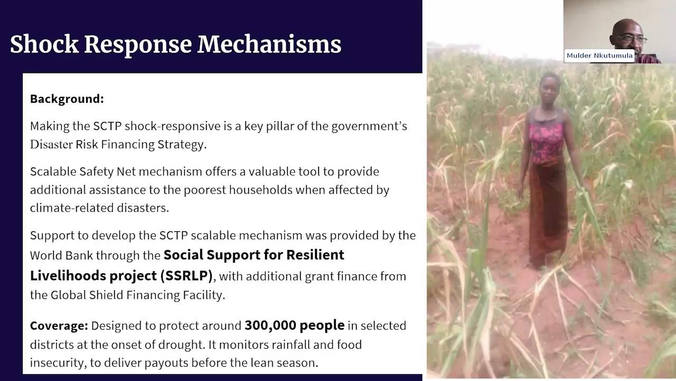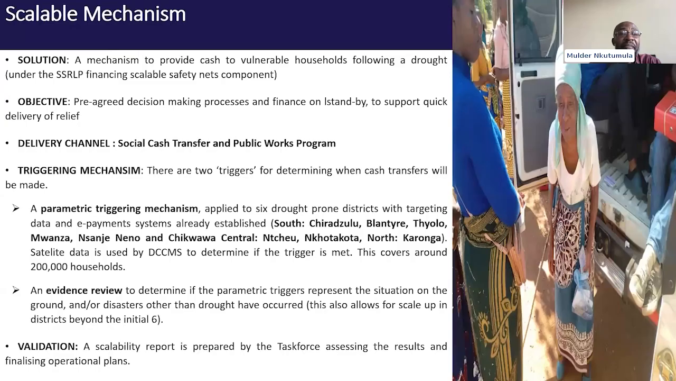So this is a program that, as I mentioned, is supported by the World Bank, and it's a donor trust fund that we have. Also, we had the Global Shield Financing Facility that procured our insurance for us to be able to implement. So far, when we started in 2020, our target was to reach 300,000 people. However, we have managed to reach almost 800,000 households. Next slide, please.